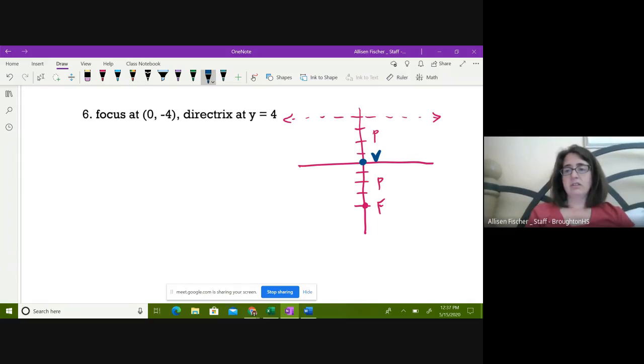And the focus, as Miss Marshall kept saying repeatedly, has to be inside your parabola. So your parabola is going something like this. So what we have learned from our picture is that p has to equal 4 and that our parabola is opening down.